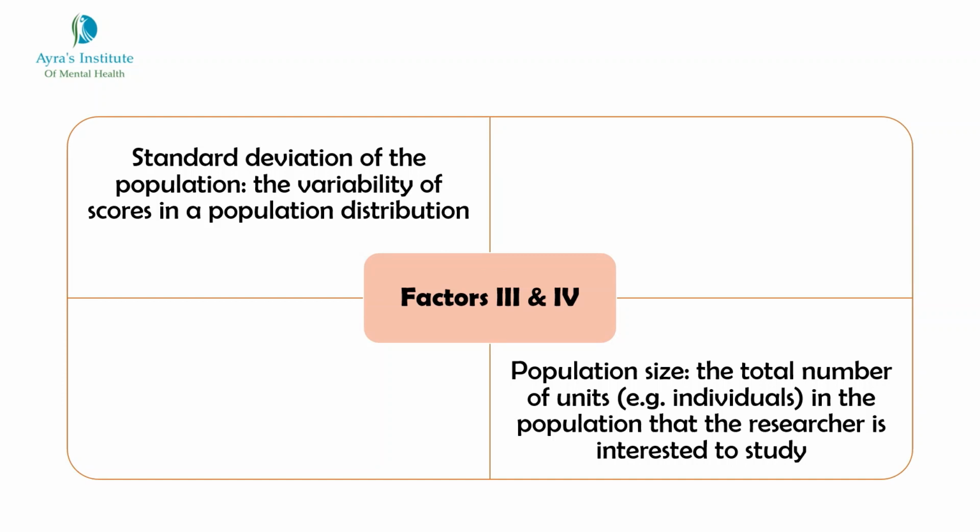Third factor is the population standard deviation, which is the variability of scores in a population distribution. Finally, the fourth factor is population size, which is the total number of units, for example, number of individuals in a population that the researcher is interested to study.